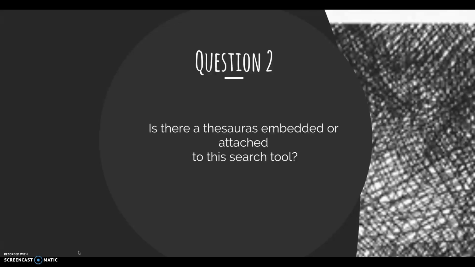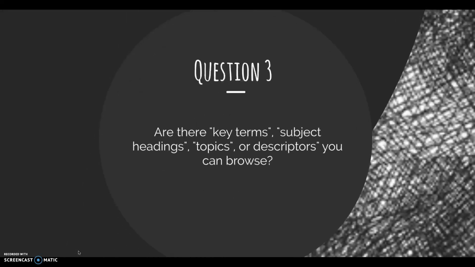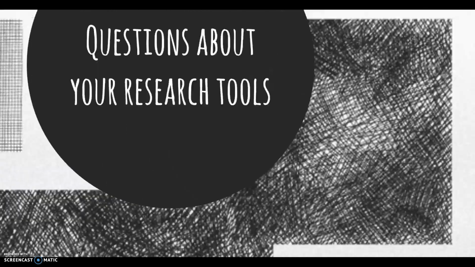So question 2. Is there a thesaurus embedded or attached into the search tool? You could use these additional synonyms in some cases to also add to your keyword list. Question 3. Are there key term subjects, headings, topics, or descriptors you can browse? That can bring you onto another journey of finding more information about the topic that you are interested in or that you have to research.